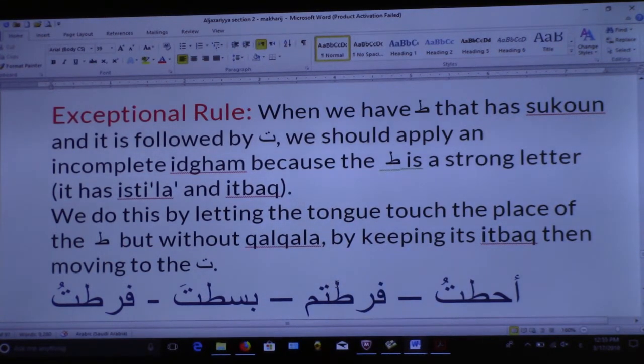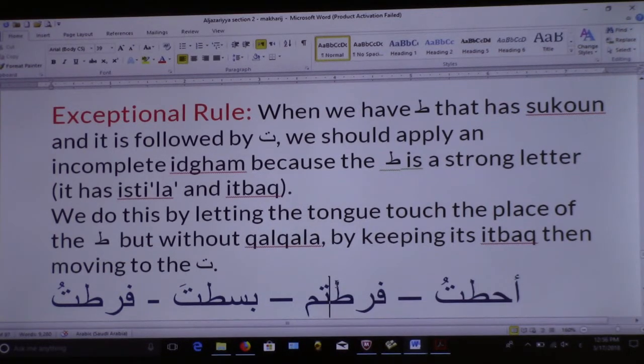So it becomes ahattu. And none of the Arabs do this. None of the Arabs merge the ta because the ta is heavy. It doesn't accept to be merged into the ta, which is light. So what is the last option? The last option is something called incomplete idgham. What is it? Incomplete idgham, idgham naqis. What do we do? We give the ta its itbaq.